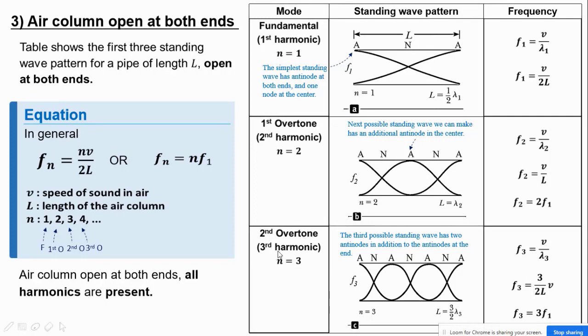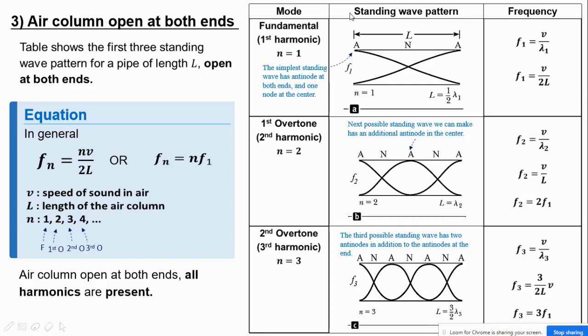For the second overtone, which is the third harmonic, we have n equal to 3. The third possible standing wave has 2 antinodes in addition to the antinodes at the ends. So basically we have 1, 2, 3, 4 antinodes in total. The total length will be equal to 3/2 λ3. The formula is f3 equal to v over λ3 in general, and our λ3 equals 2L over 3. So we can replace the λ3 value to get f3 equal to 3v over 2L. And next we have the relation f3 equal to 3 f1.